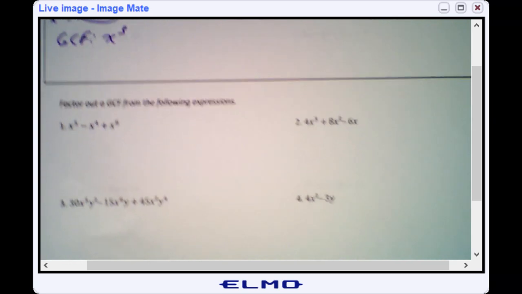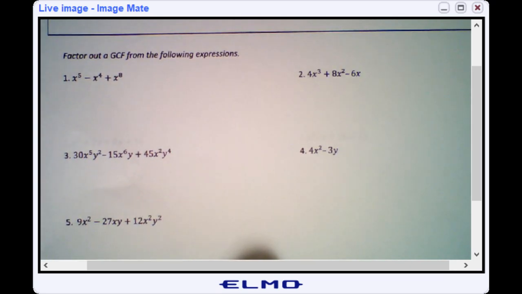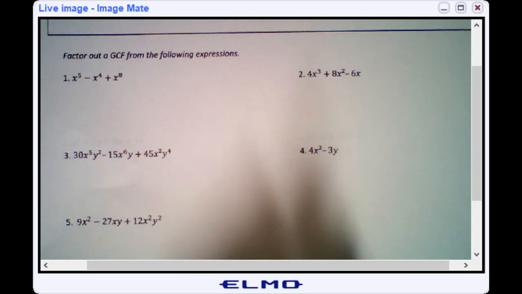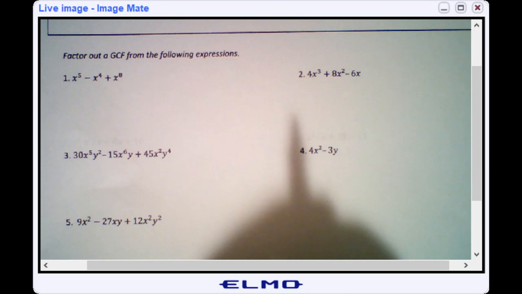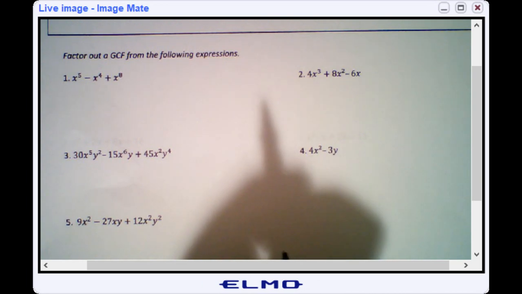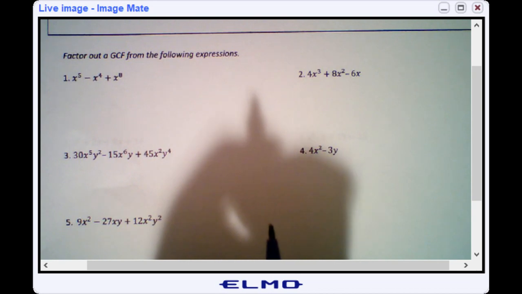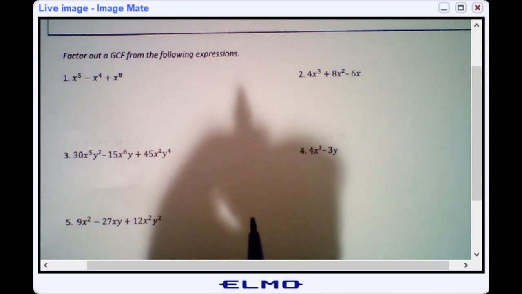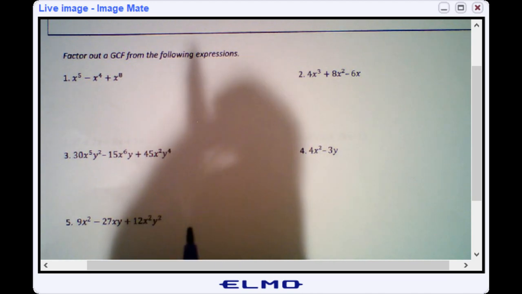All we've done so far is find the GCF. Now we're going to try and factor it out. My first problem is all variables, no numbers. So I'm going to look at my variables and ask myself, are they all the same variable? Yes, they're all x's. Then I'm going to ask myself, what's my smallest exponent? X to the 4th. That's the GCF.